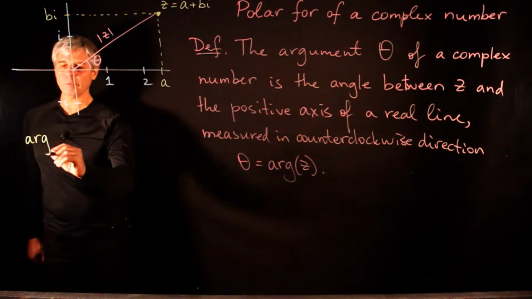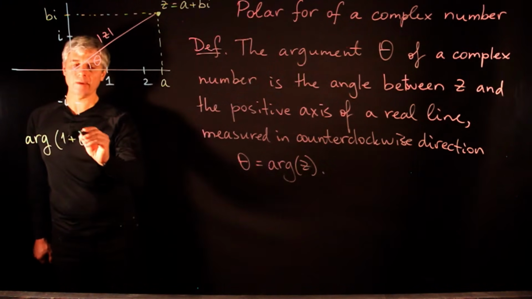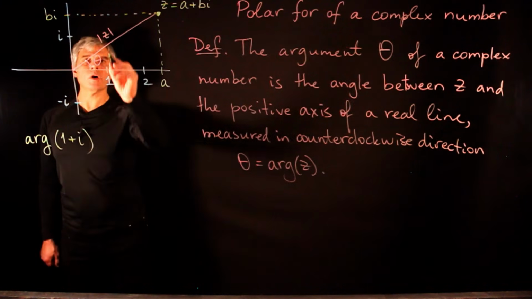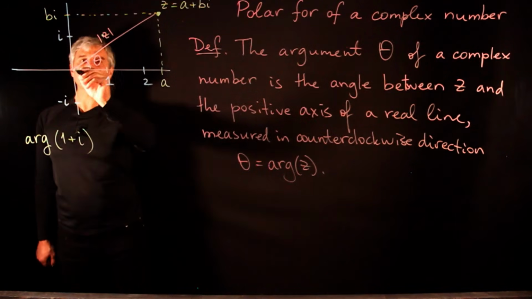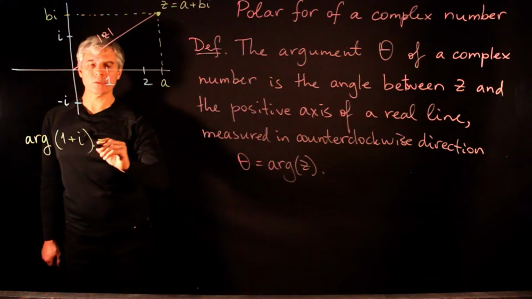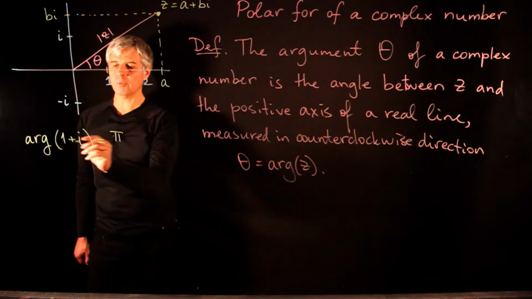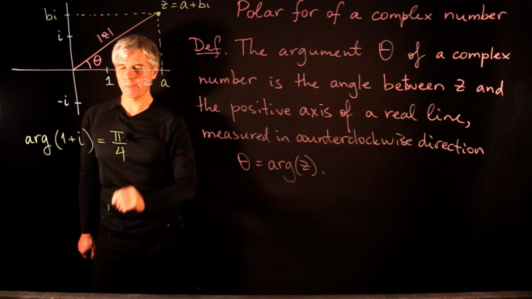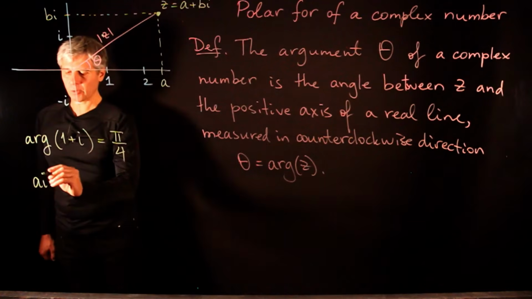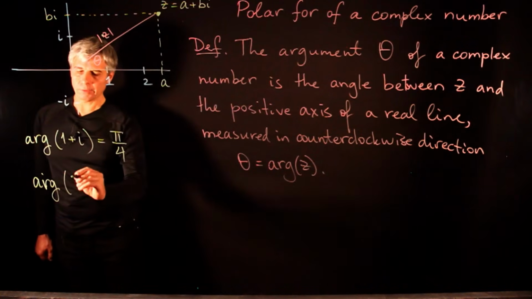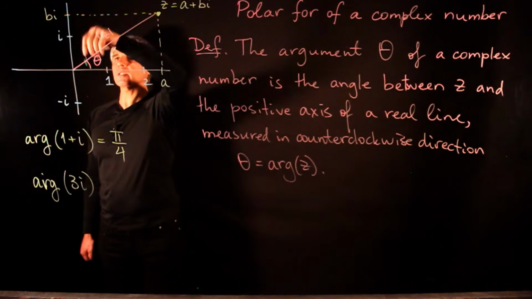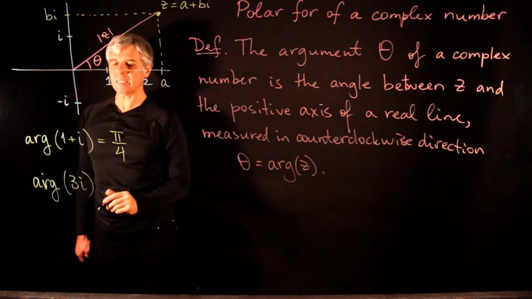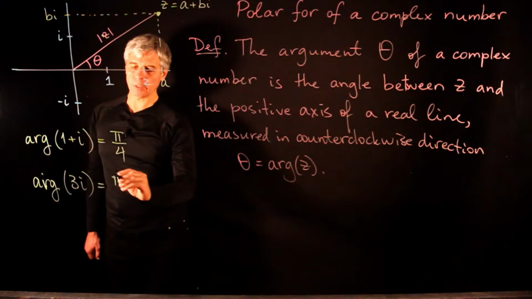So what's the argument of 1 plus i? So the number 1 plus i sits right here. And we see that the angle is 45 degrees. So we say that the argument of 1 plus i is pi by 4. So if I have the argument of 3i, then this is on the positive part of the imaginary axis. And so this argument is pi by 2.